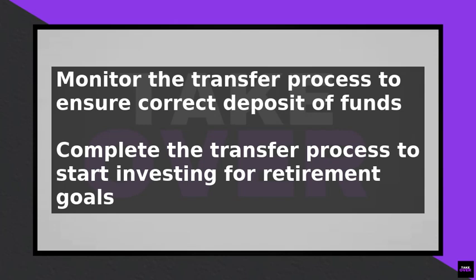In conclusion, transferring an IRA to Robinhood is a relatively simple process that can be completed in a few steps. It is essential to understand the process, gather the necessary information and documents, and initiate the transfer on the Robinhood platform. By following these steps and best practices, individuals can successfully transfer their IRA to Robinhood and start investing for their retirement.